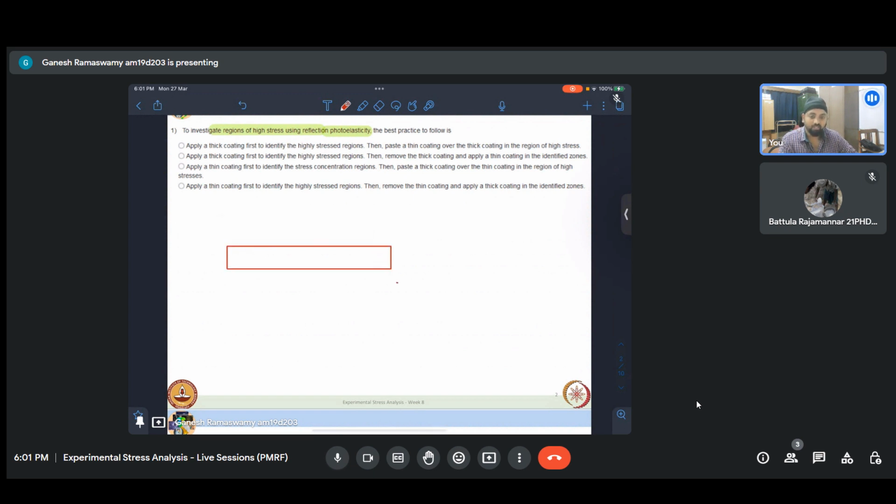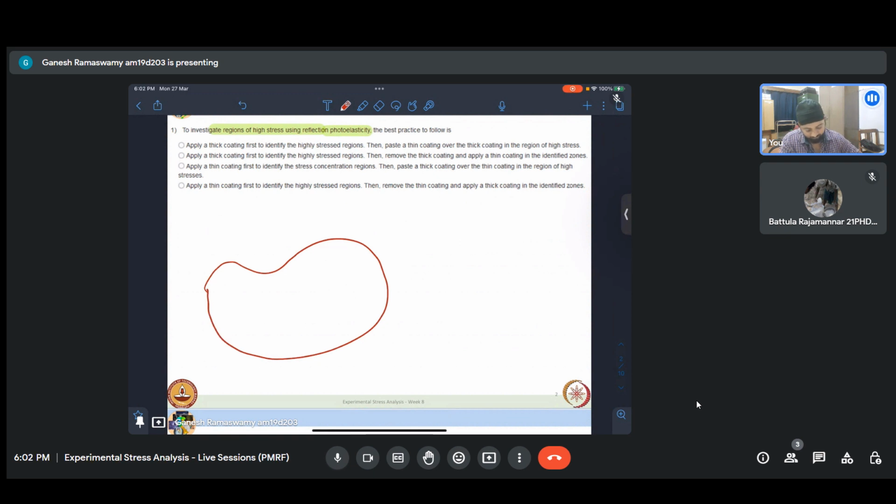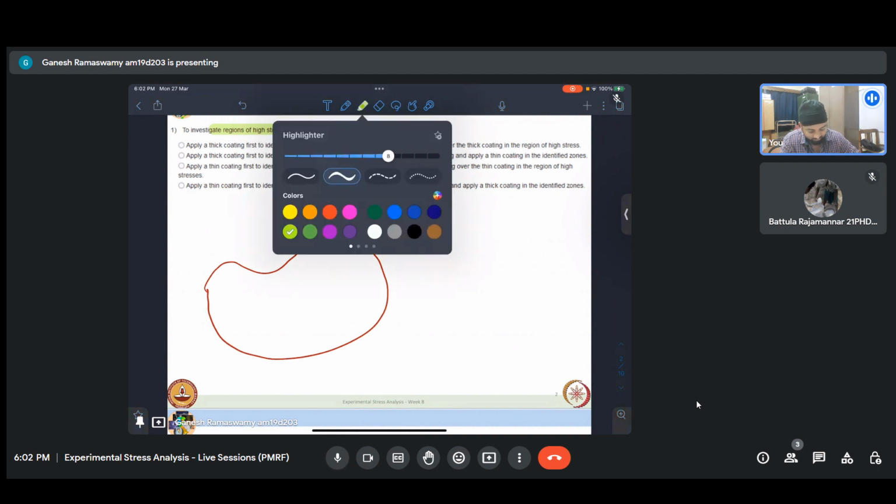I'm just drawing an arbitrary rectangle. It could be of any shape, or rather, let me say that my specimen is somewhat like that. So the idea is to find out what the high stress concentration zones are.